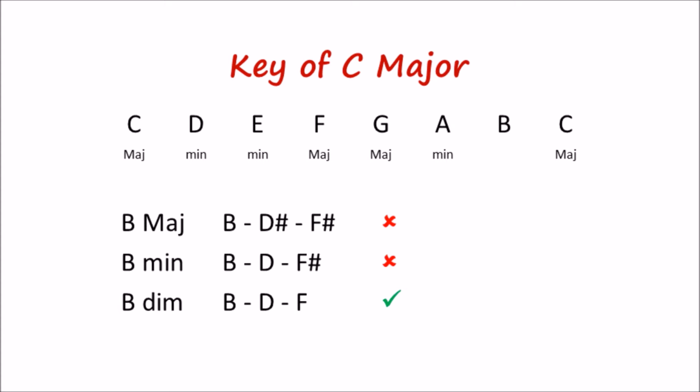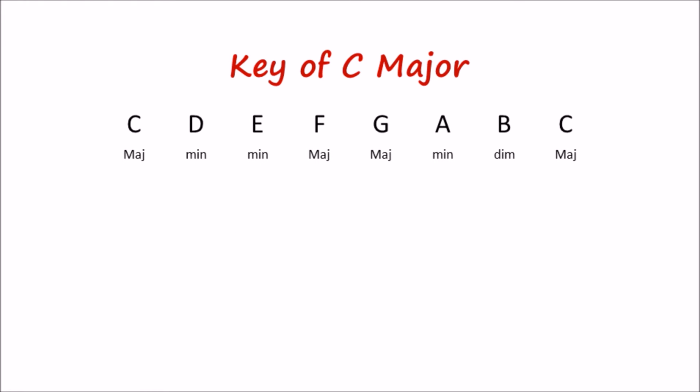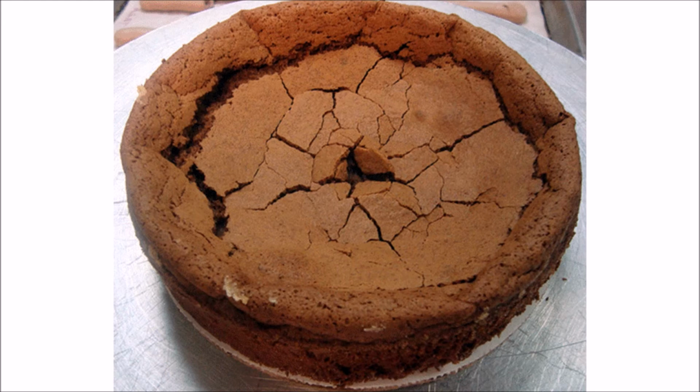So, to summarize, the chords used in the key of C major are as follows: C major, D minor, E minor, F major, G major, A minor, B diminished, and back to C major. I'll give that a moment for everything to sink in.